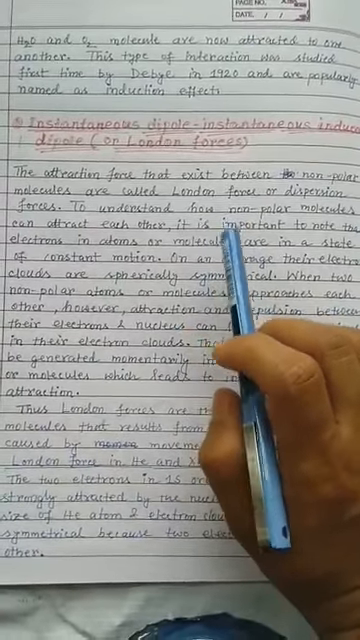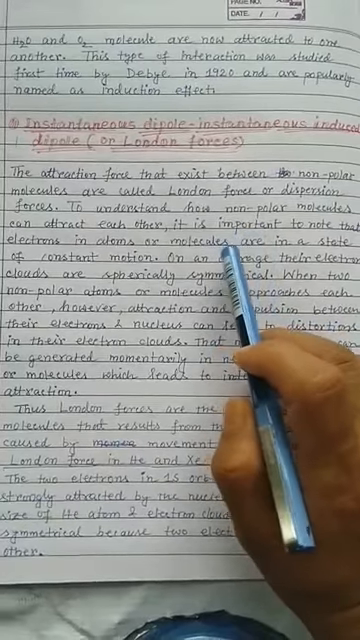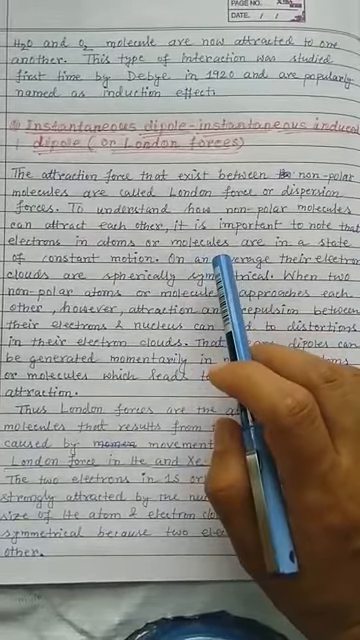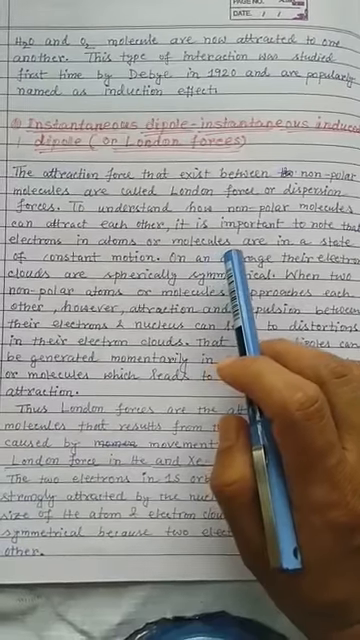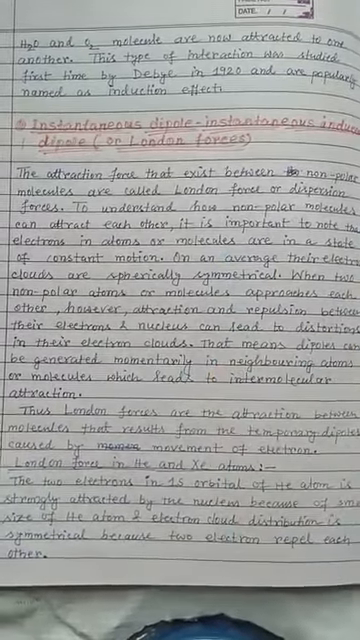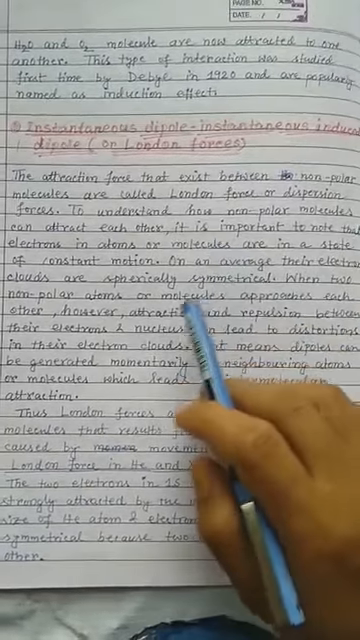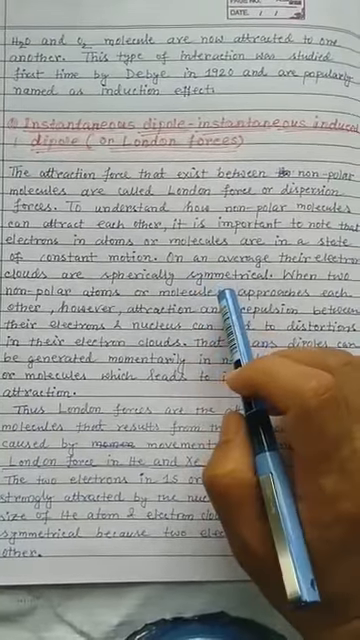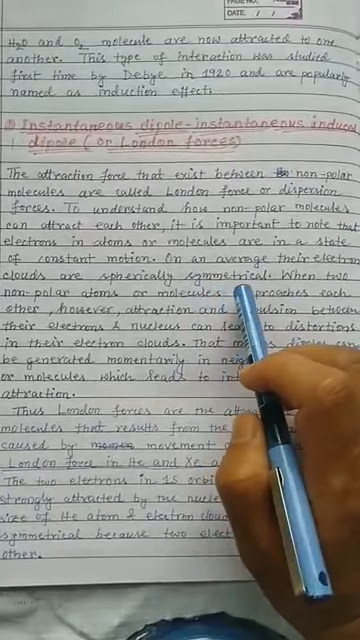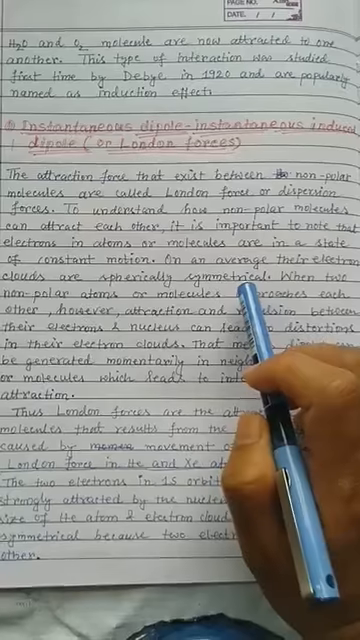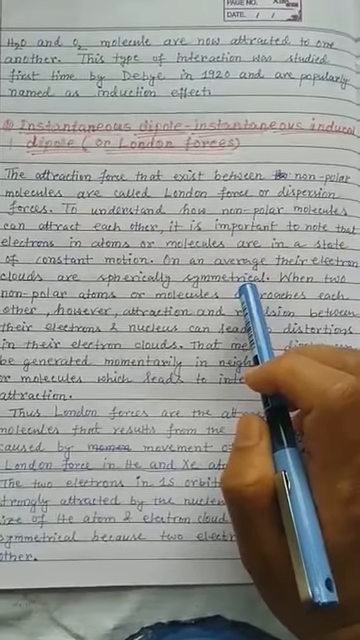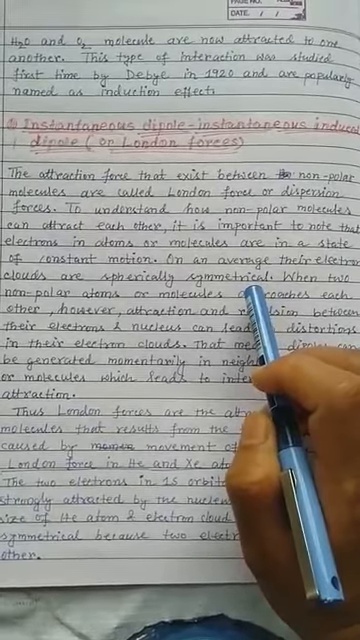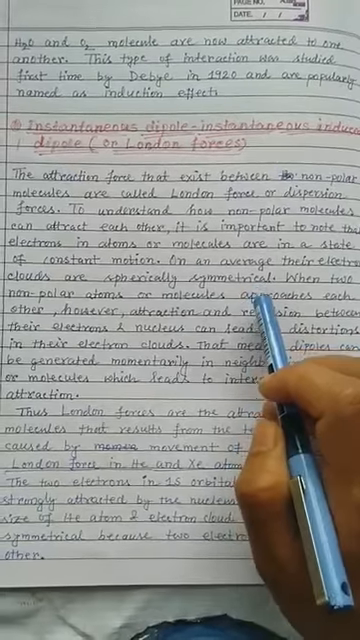To understand how non-polar molecules can attract each other, it is important to note that electrons in atoms or molecules are in a state of constant motion. We know that electrons and electron clouds in molecules and atoms are in continuous motion, which means electron clouds are not in a static condition. On average, their electron clouds are spherically symmetrical. So without the effect of any external electric field or external perturbation or disturbance, we can say that the electron cloud is symmetrical, not only spherically.